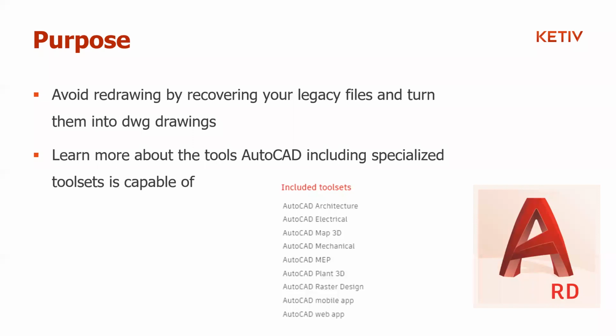If you own a subscription to AutoCAD, then you own all the toolsets you see here on the screen. One of them that we're going to go into today is AutoCAD Raster Design, which is part of the specialized toolsets. Raster Design allows you to turn some of your scan data or some of the previous PDFs that you might have into DWG drawings. And I'll show you how that works in just a bit.